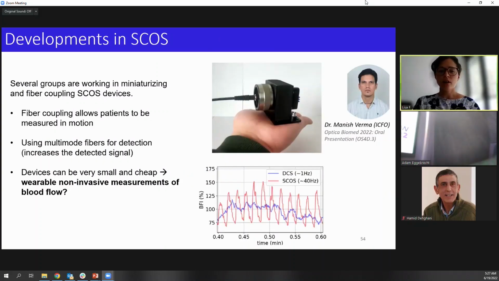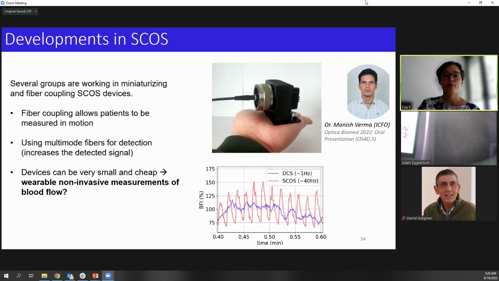So although there are challenges associated with SCOS, I think it's still very promising. Several groups are working on miniaturizing and fiber coupling SCOS devices. So far, SCOS and SCOT have basically always been done in free space optics setups. However, by fiber coupling these systems, we're going to be able to measure patients in motion. And also lots of groups are playing with the idea of using multimode fibers for detecting speckle contrast signals. And this is a big advancement because it will increase the detected signals.